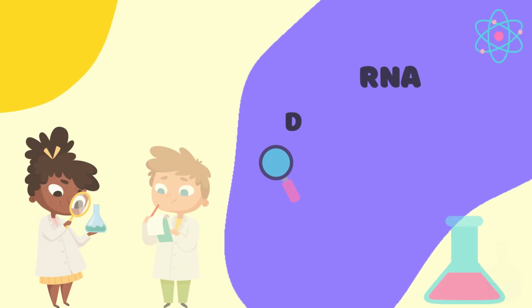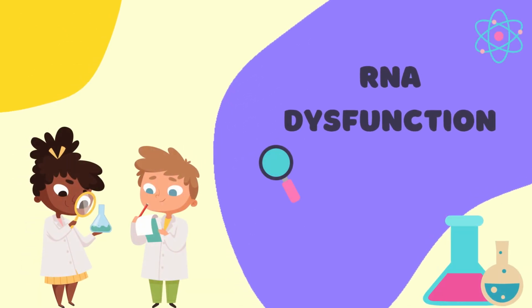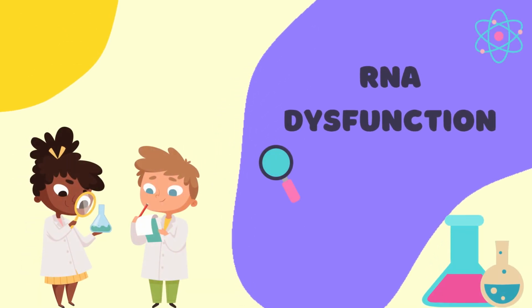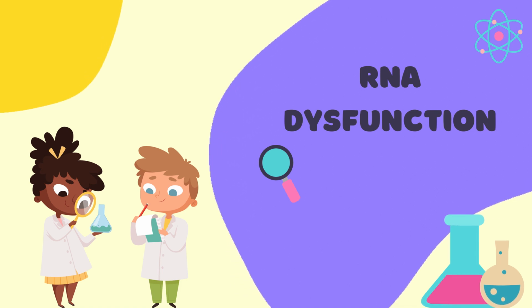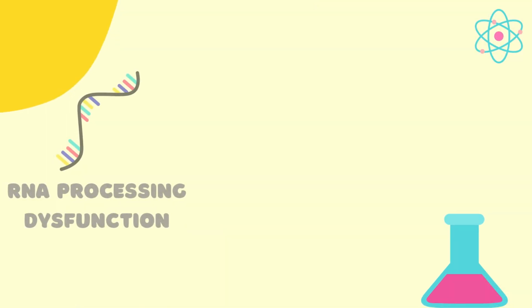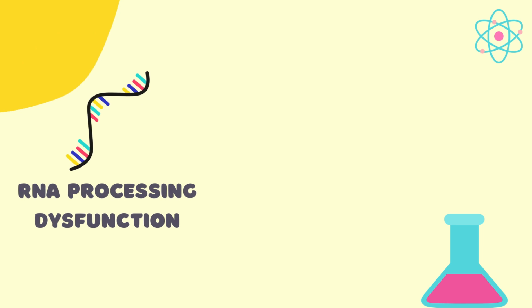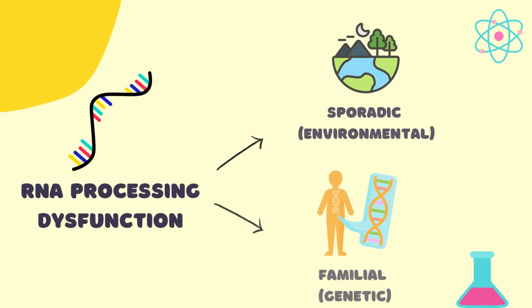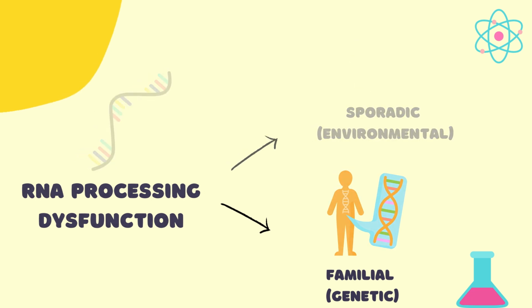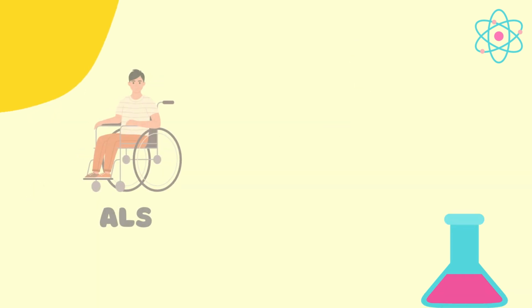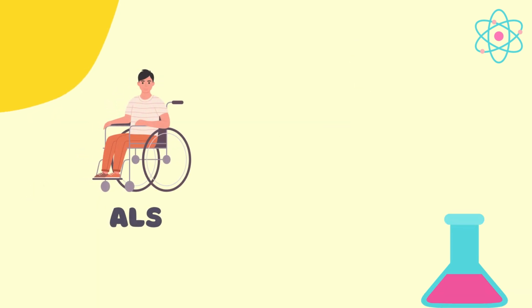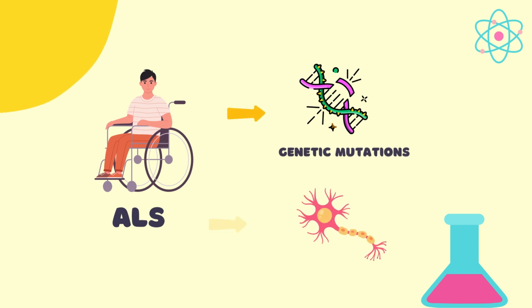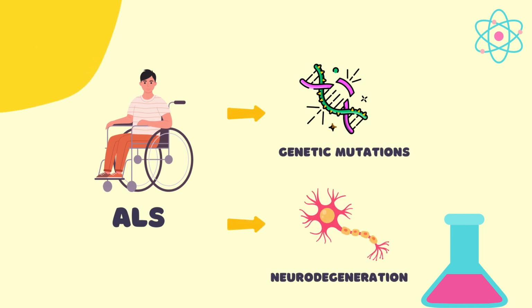While the causes of ALS are still not fully understood, one emerging area of focus is RNA dysfunction. In ALS, abnormalities in RNA processing contribute to the loss of motor neurons. This dysfunction is central to both familial and sporadic ALS, although the mechanisms may differ. In this video, we'll explore the role of RNA dysfunction in ALS, from the genetic mutations driving these errors to how these disruptions ultimately lead to neurodegeneration.